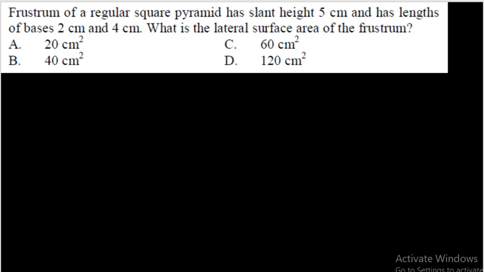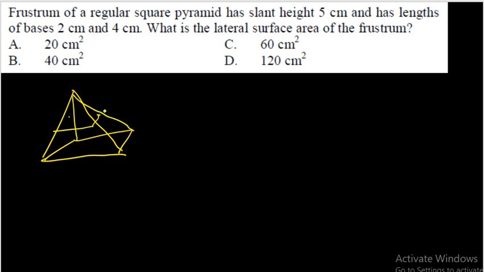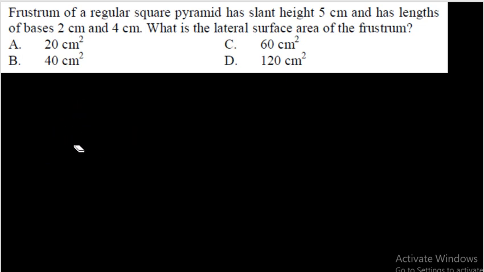The next question: a frustum of a regular square pyramid has slant height 5 centimeters and has lengths of bases 2 and 4. You know, for a frustum of a regular pyramid, the base is a square, so we can draw simply the pyramid first, but this pyramid will be cut. That means the upper part will be cut out. So what to do? Simply I can draw here, so consider this is a frustum.